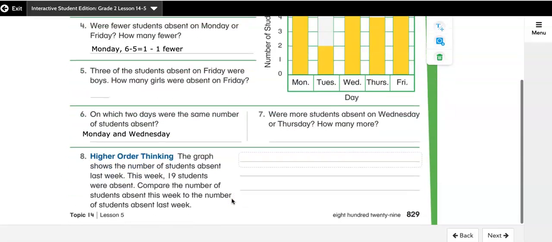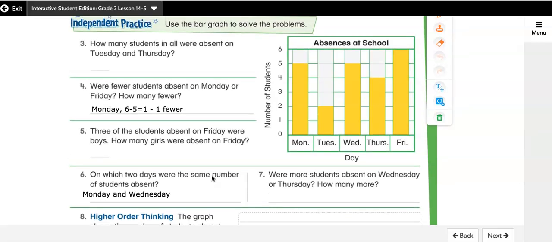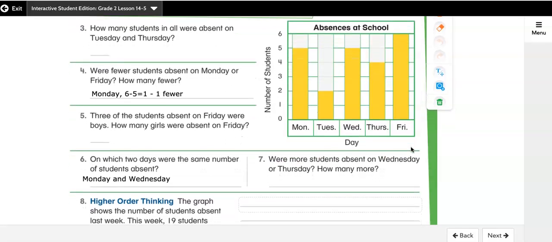All right, and our last one on this page says, the graph shows the number of students absent last week. This week, 19 students were absent. Compare the number of students absent this week to the number of students absent last week. So we know how many students were absent this week. They told us 19. But we don't yet know how many students were absent in all last week. It tells us that it shows the absences on the graph, but nowhere does it give us the in all amount. So I have to add all of the days, all of the absences each day together.